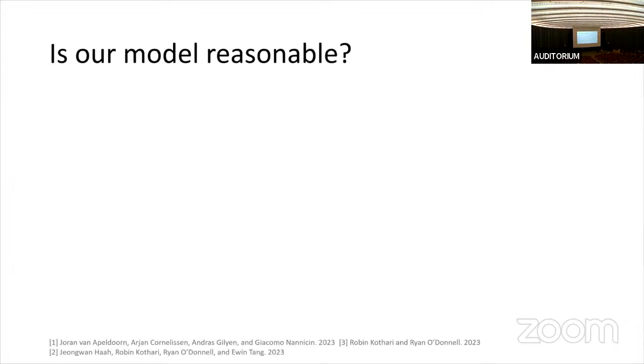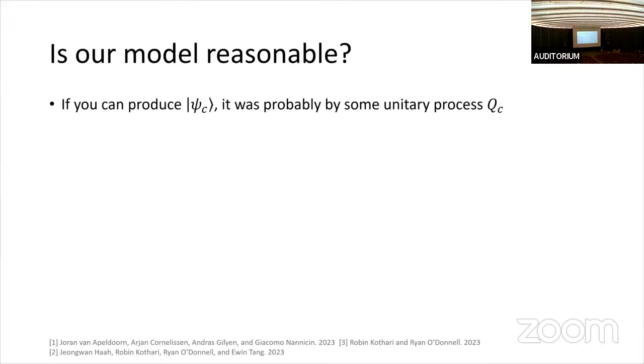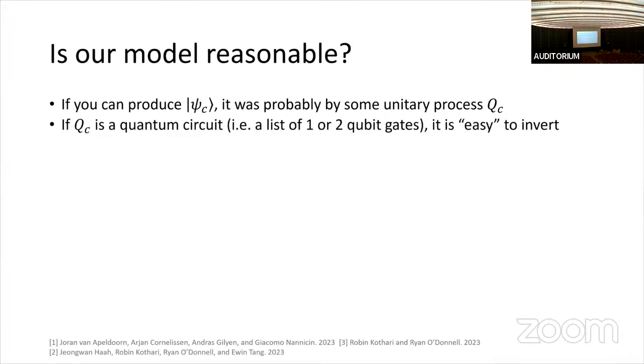So now that I've said that our model lets you get a square root advantage, that's a reason that it's a good model, but is it actually reasonable? On the one hand, if you can produce the quantum state, you are probably doing it by some unitary process. It's very unlikely that these states popped out of nowhere. You probably created them with a black box process. And if that black box process was a circuit of 1 and 2 qubit gates, then it's probably easy to invert it because you just swap the order of the gates and replace each by their inverse. Of course, telling an experimentalist, "just run your experiment backwards" they may not be such a fan of, but theoretically, at least, it's easy to do the opposite.